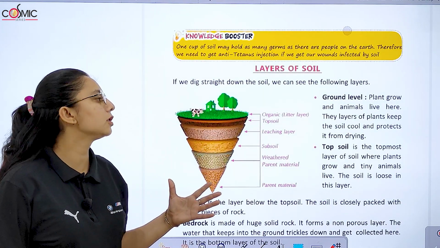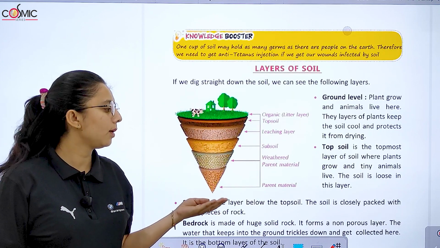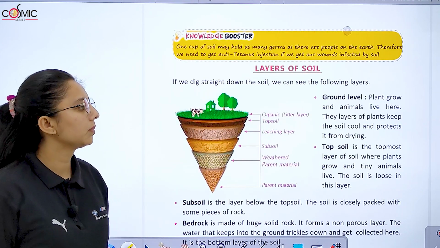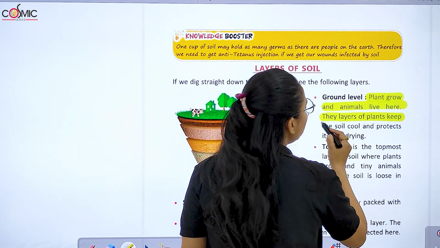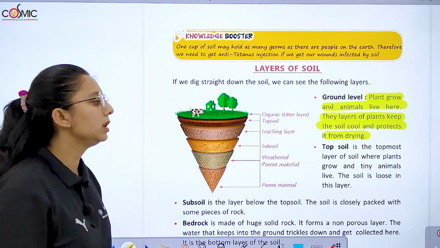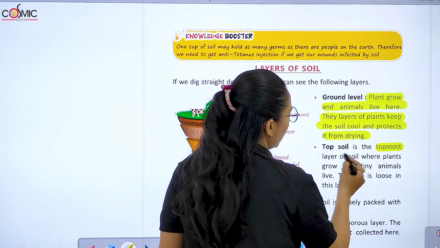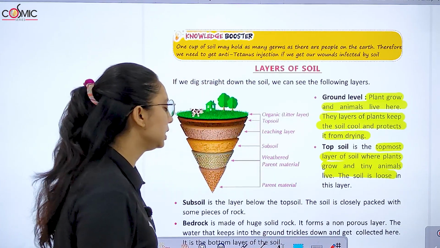Then we have different layers of soil. Organic, topsoil, जिसे हम leaching layer, subsoil, ठीक है, weathered parent material, parent material. So at ground level plants grow and animals live here. The layers of rocks keep the soil cool and protected from drying. First is topsoil, that is the topmost layer. ठीक है, जहाँ पे आपके plants grow करते हैं, tiny animals रहते हैं. The soil is loose in this layer.